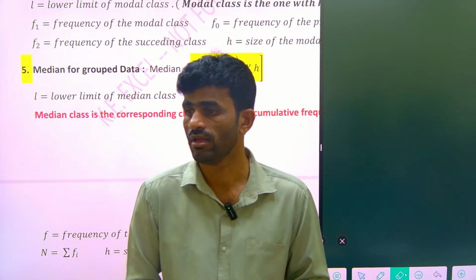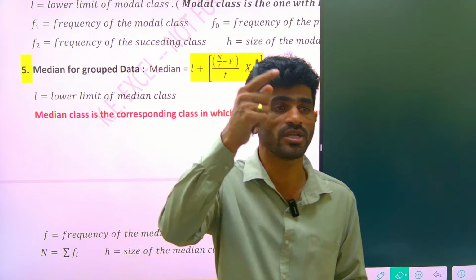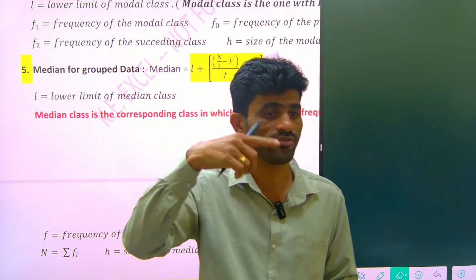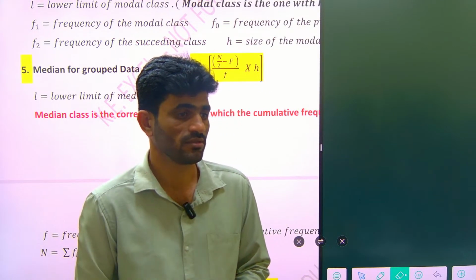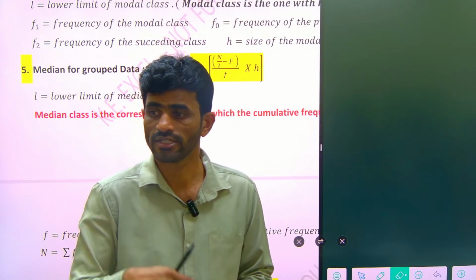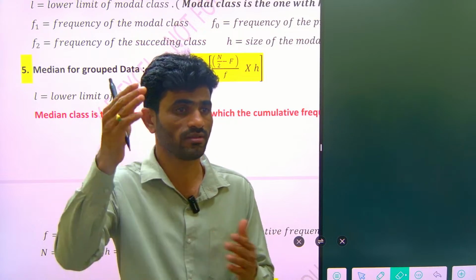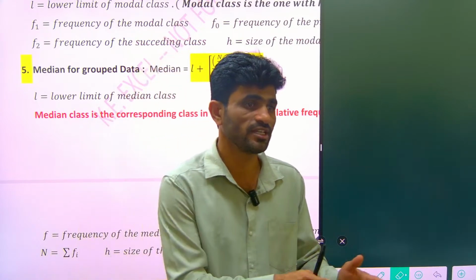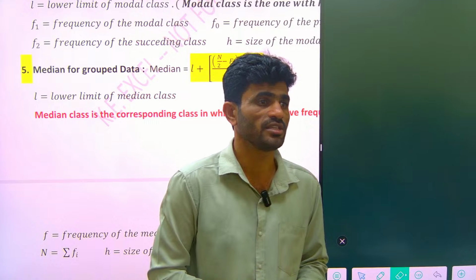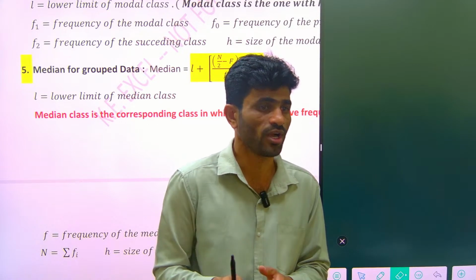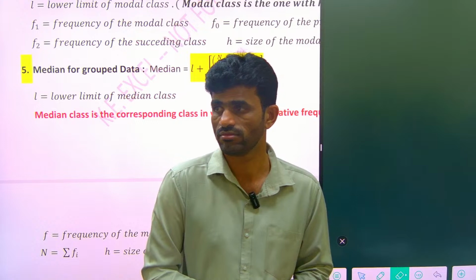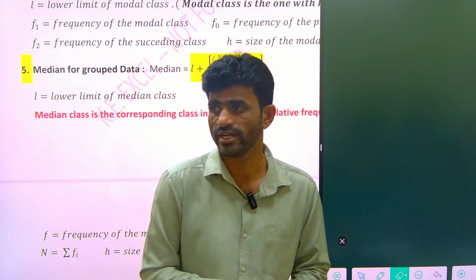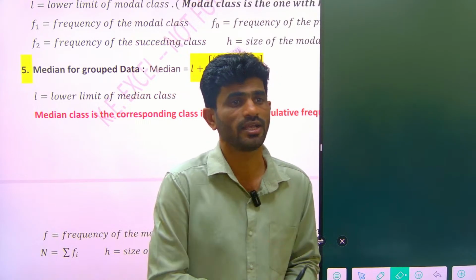40. And here you should be careful. I told you sometimes there will be inclusive classes and there will be exclusive classes. If there are exclusive classes with different boundaries, I said to decrease by 0.5. If it is 40, you have to take it as 39.5. Lower boundary of the median class you have to identify.